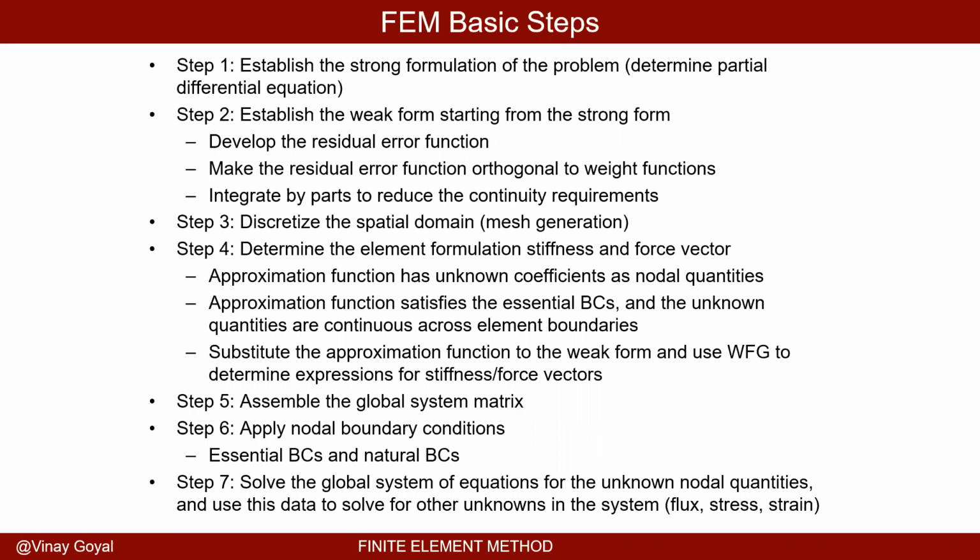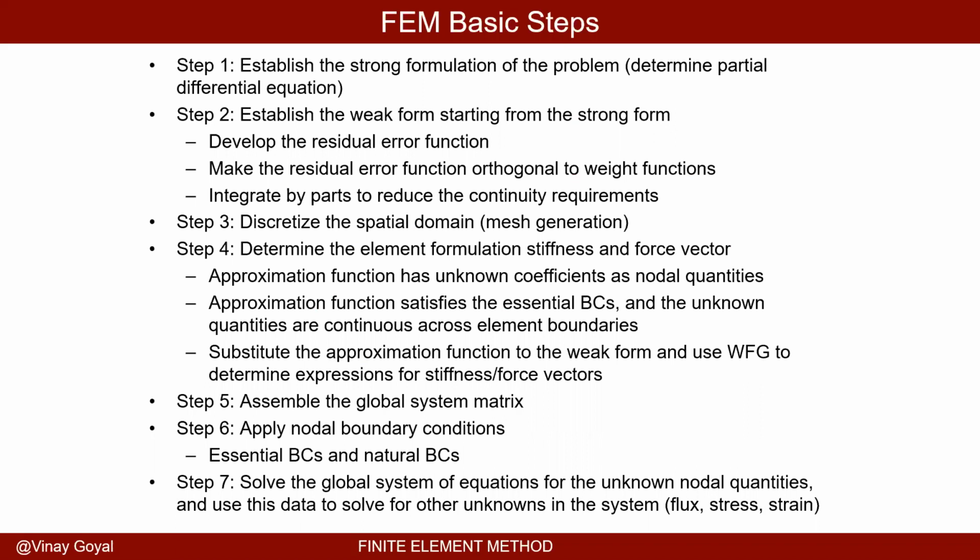We start by discretizing the domain into smaller domains that are repeatable, they look like each other. And what we want to do then is to try to solve or approximate the solution over a single element. And by doing so, we can then assemble everything together, assemble the global stiffness matrix, and then apply the boundary conditions and solve the global system of equations for the unknown nodal quantities.